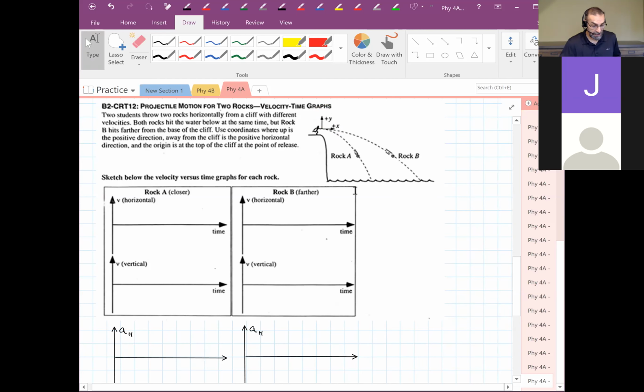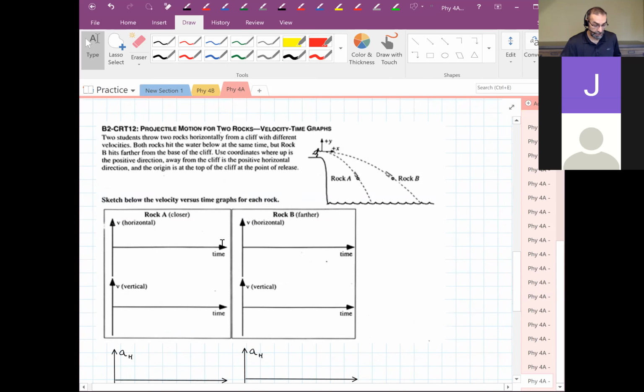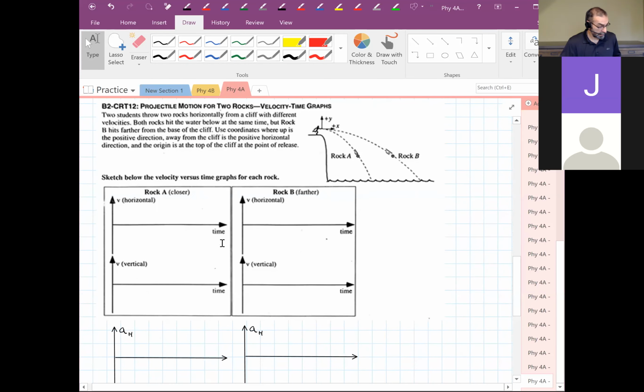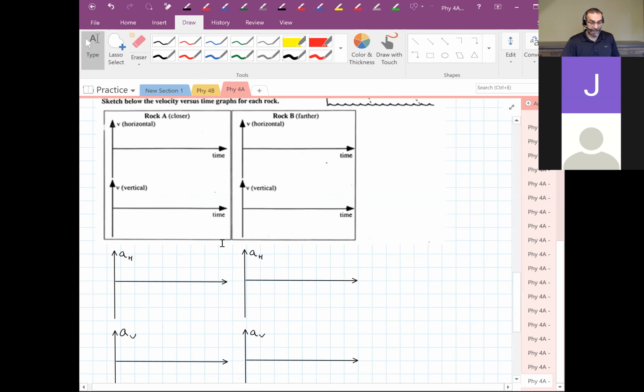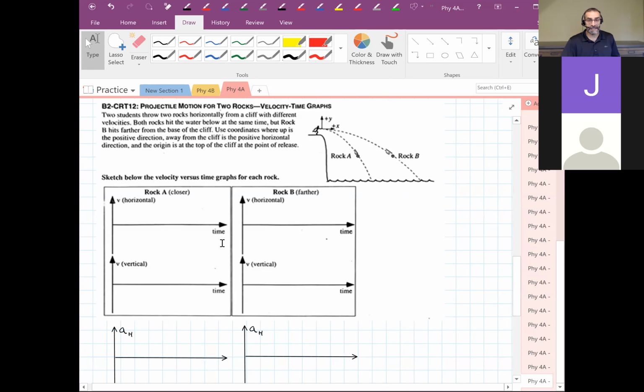And fill in the graphs here for vertical and horizontal velocities. And I added 2 more here, vertical and horizontal accelerations. So fill in those 8 graphs based on the coordinate system being the point of release, the top of the cliff, and up and to the right is positive.